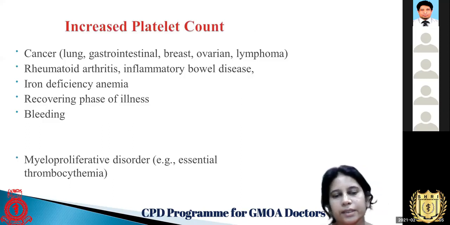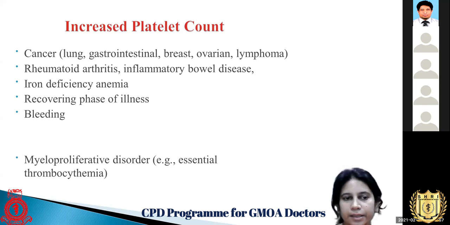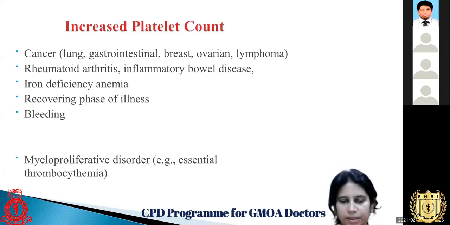So what are the causes of increased platelet count? It could be reactive, or it could be clonal. If reactive, causes are any cancer anywhere in the body, inflammatory diseases, iron deficiency, recovering phase of illness, very important. Sometimes even after viral infection, you assume the platelets to be dropped, but sometimes you get 600, 700 platelet counts. And bleeding. And clonal disorder, myeloproliferative disease, we call ET or essential thrombocythemia.